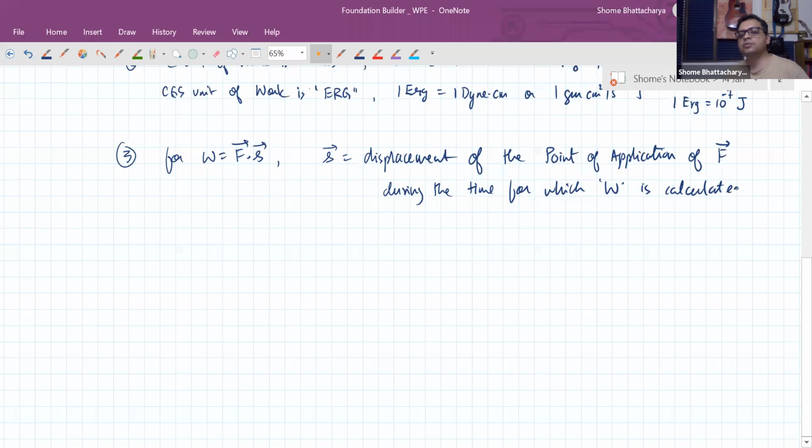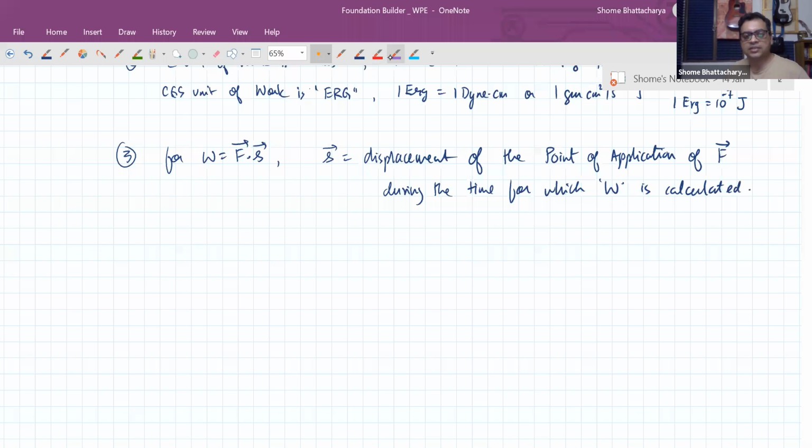Okay, so for example, I want to say that calculate the work done by the force for this interval of time, for the next 30 minutes or for the next 1 minute or whatever. So we have to understand what is the displacement of the point at which we are applying the force during that time interval, and then take the dot product of the force with that, provided of course the force is constant. It should not be changing during that time interval. Okay, so let's understand this in more detail.